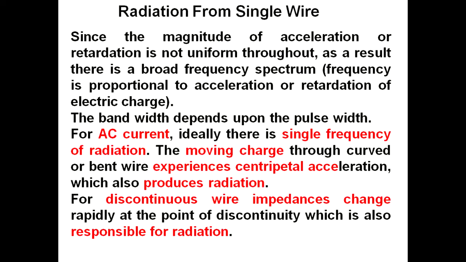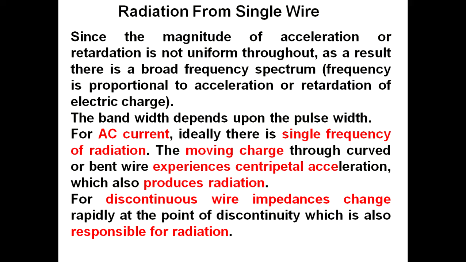And this is the radiation from the single wire continuation. Since the magnitude of oscillation retardation is not uniform throughout, a broad frequency spectrum has been established. Again, if it is a frequency spectrum, it means that the bandwidth depends upon the pulse width. For AC current, there is a single frequency radiation.